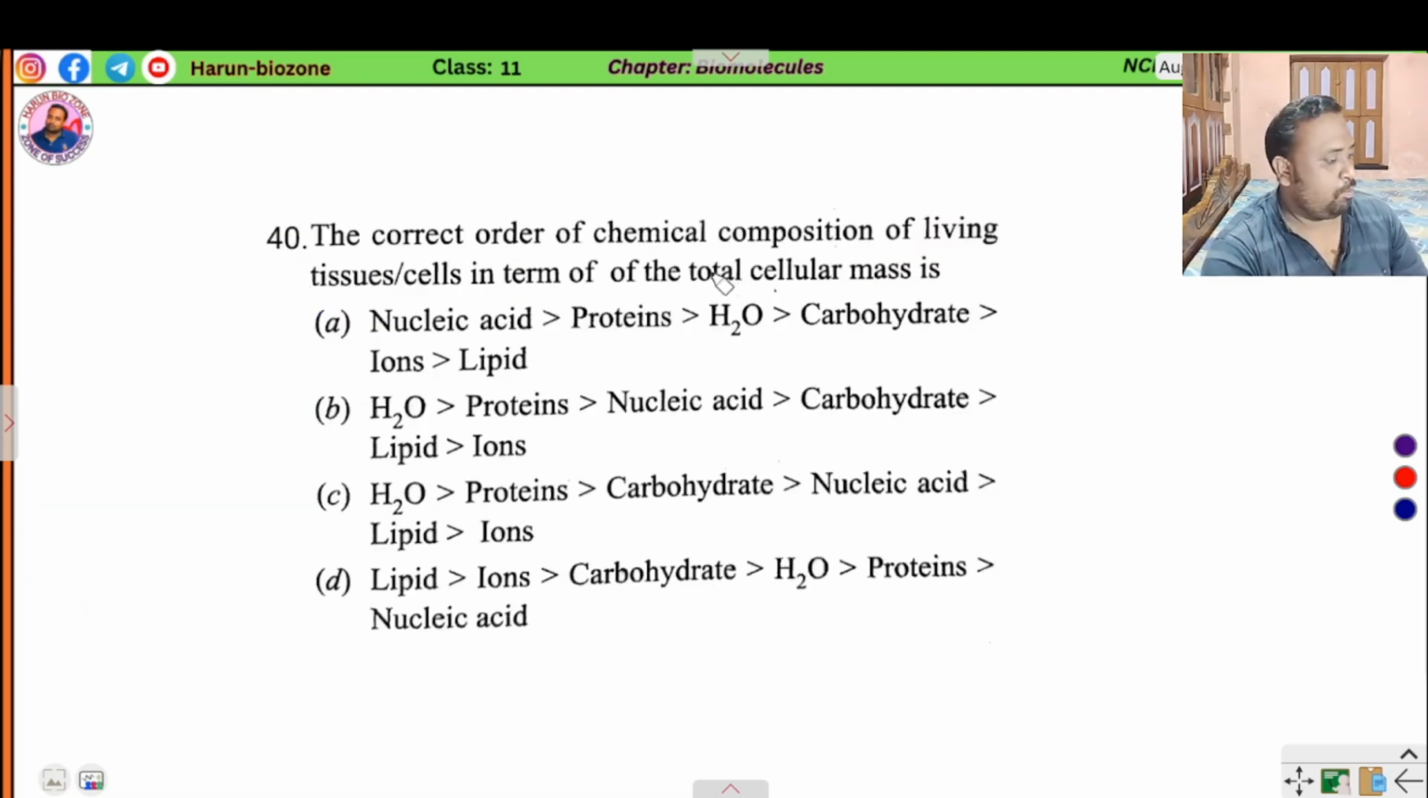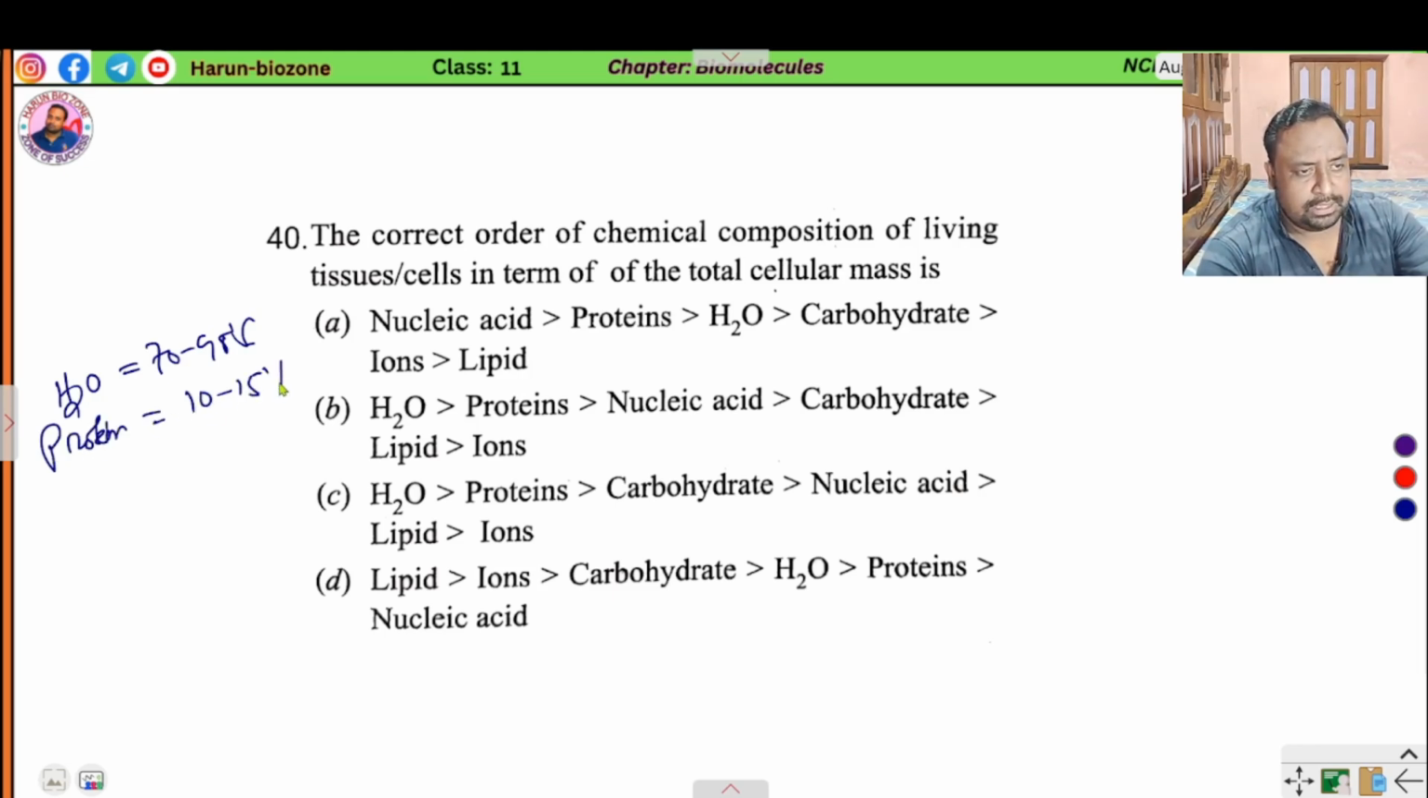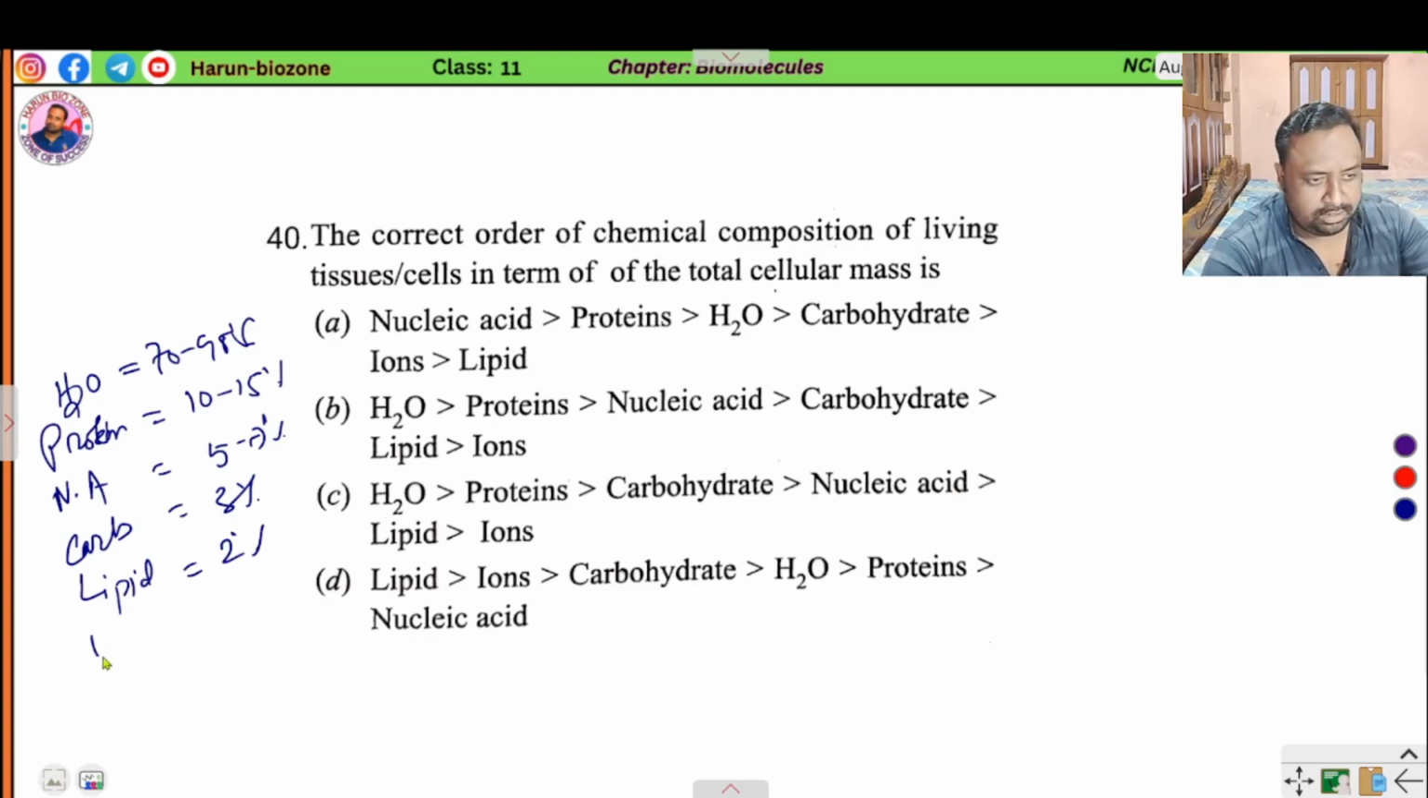The correct order of chemical composition of living tissue. In living tissue, the most abundant element is liquid water, H2O. The H2O in our body is present in 70 to 90%. Then protein is present in 10 to 15%. Nucleic acid is present 5 to 7%, and carbohydrate 3%, lipid 2%, and ions, different types of ions, 1%. So here the correct option is B: H2O, protein, nucleic acid, carbohydrate, lipid, and ions.